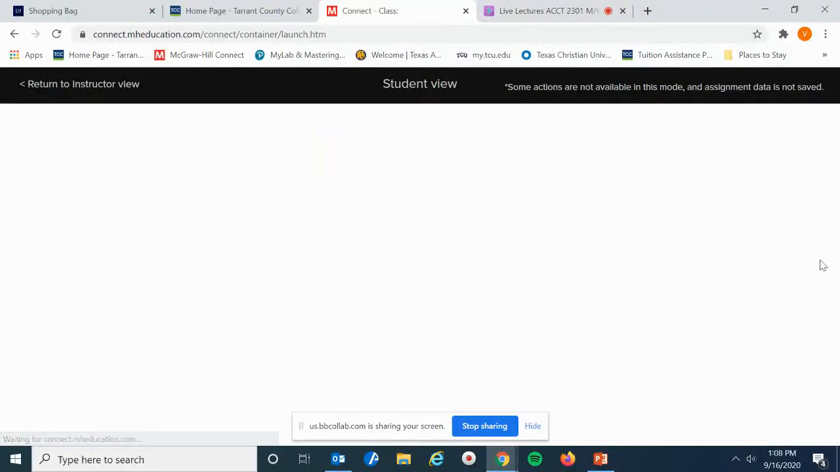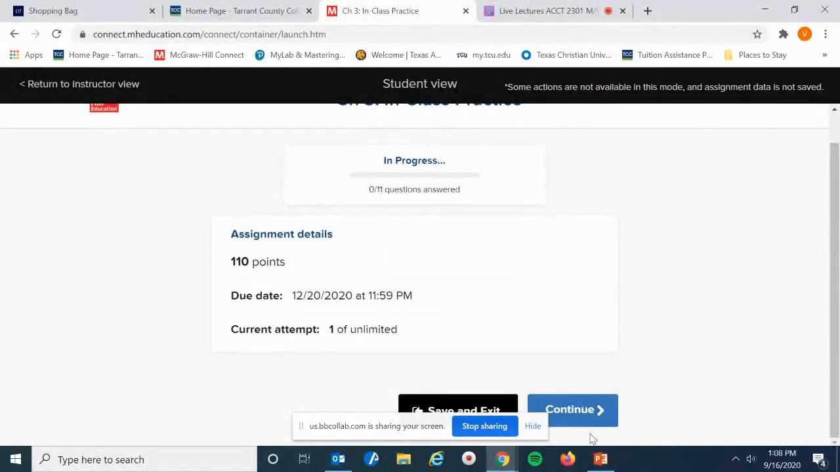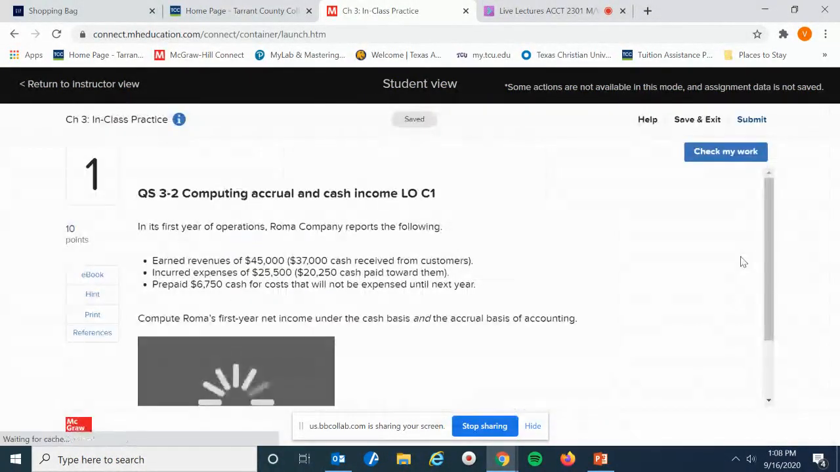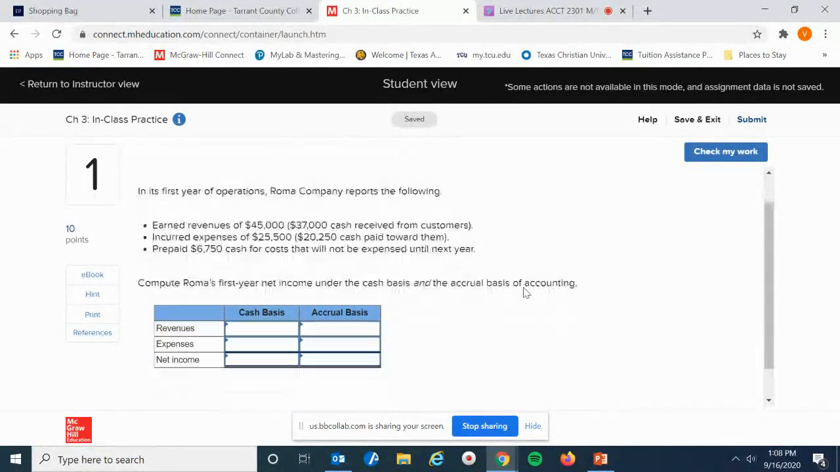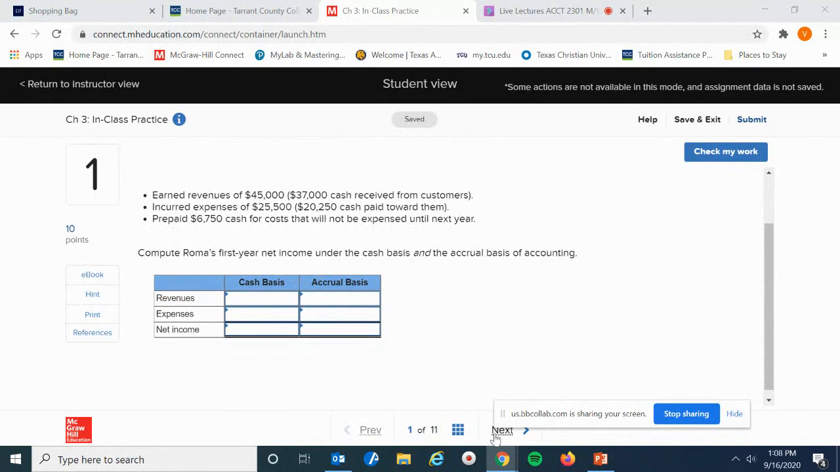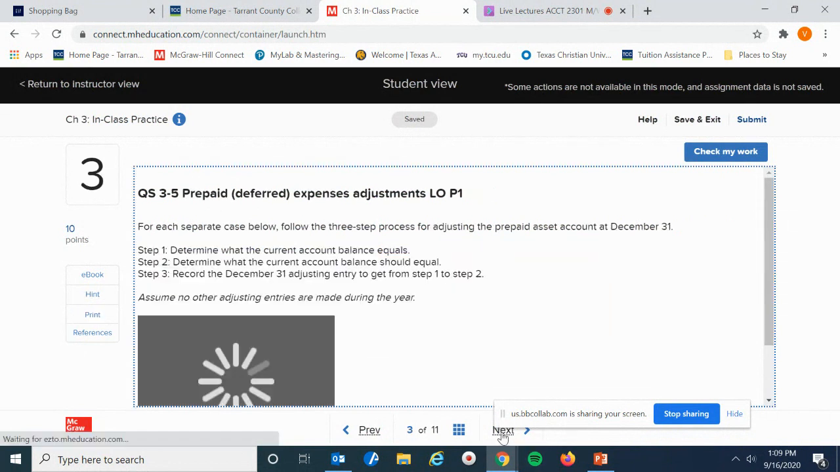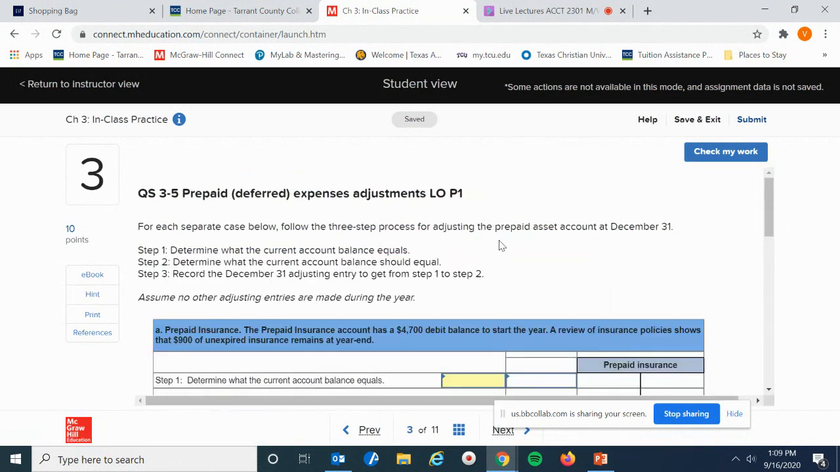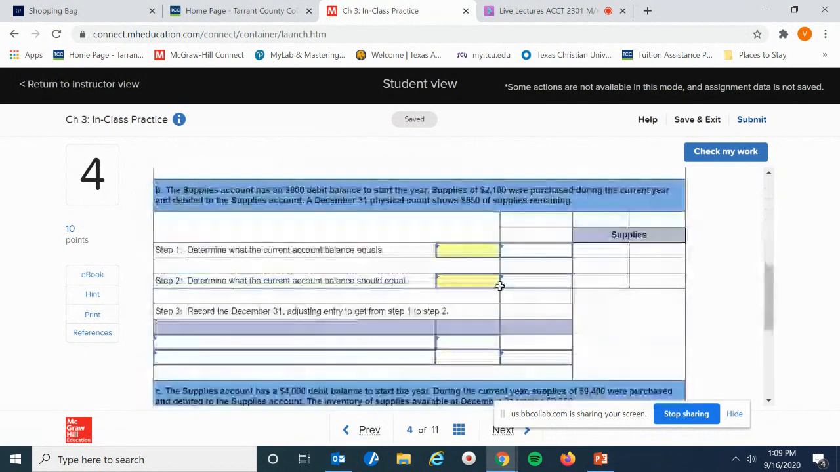So I'll open this as a student. This is exactly what your view should be. If you guys want to work along with me, you're welcome to. And if you don't, you don't have to. So last time we completed the accrual versus the cash basis of accounting. So we did this problem last time. What else did we do? We are not going to do this problem. This is pretty basic. So we'll skip this problem as well, 3 and 4.